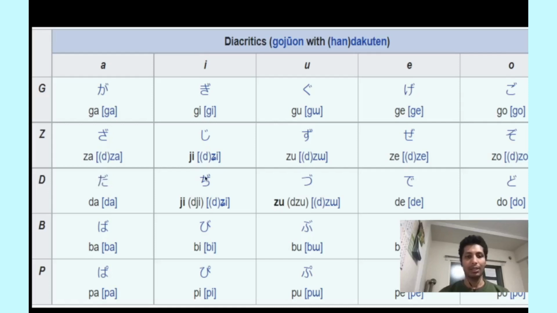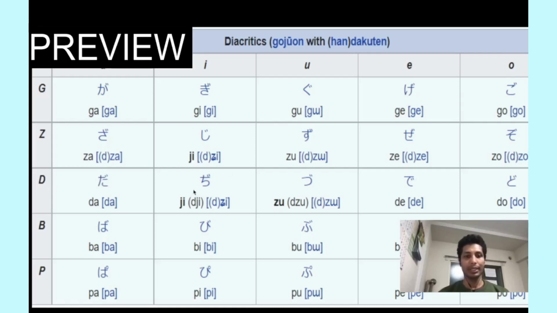Okay, here we need to take care: this becomes not D but G, right? It was G, so G becomes G, so it becomes Z.